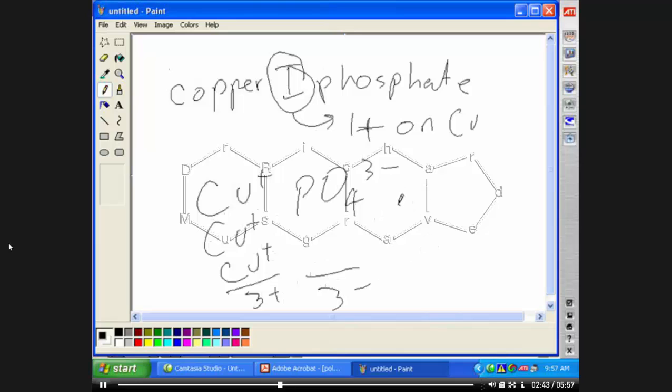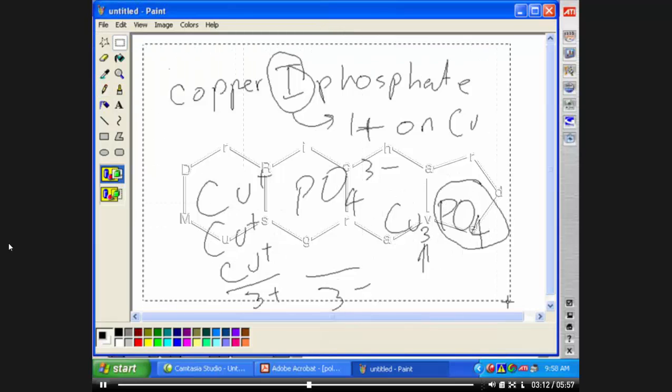So our formula here would be Cu3PO4. Right, that means we need 3 coppers to give us a 3+ charge and 1 phosphate to give us a -3 charge. Remember, that's only 1 phosphate. That's not 4 phosphates. That is just the 1 phosphate there. And that is our formula, Cu3PO4. Let's do another example.